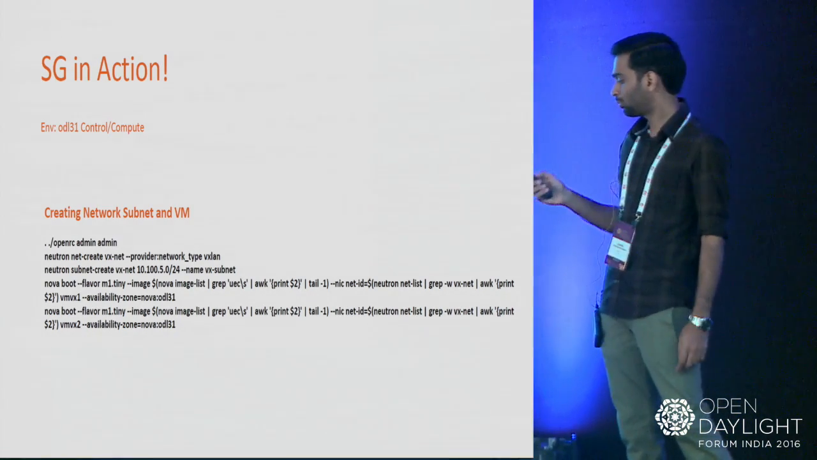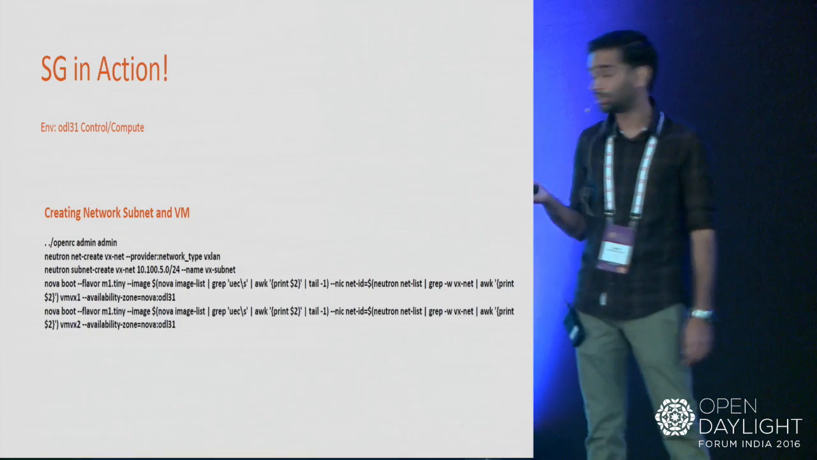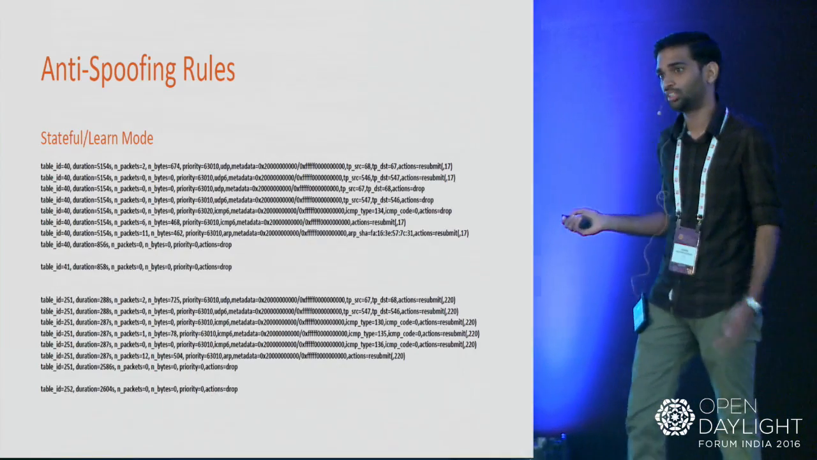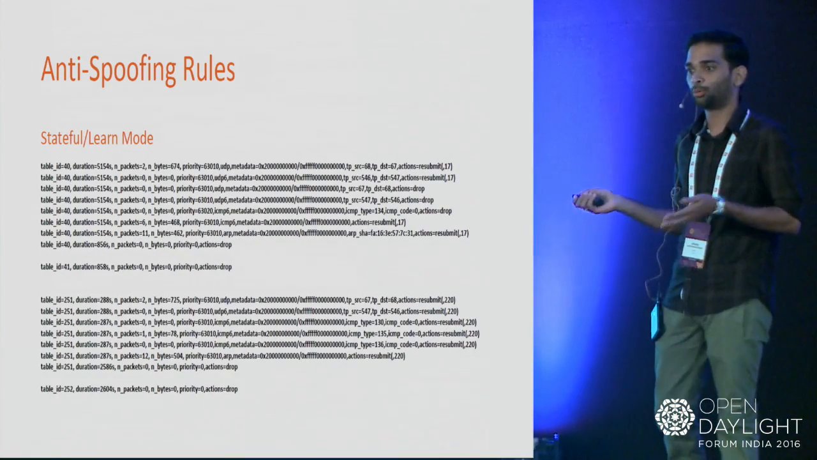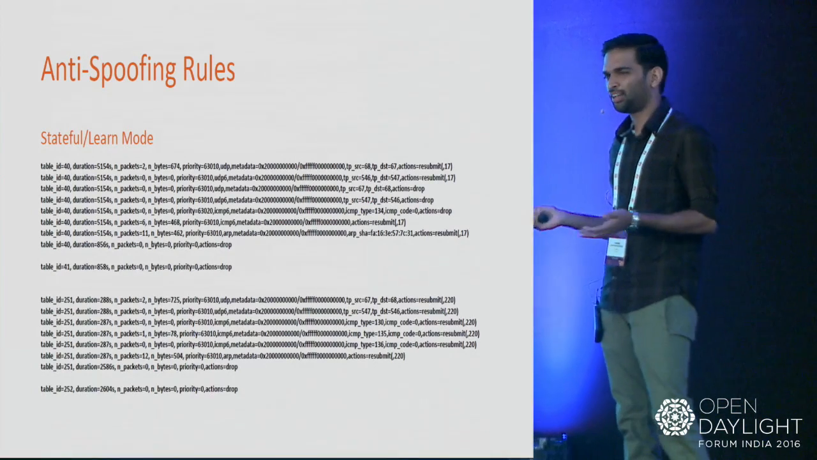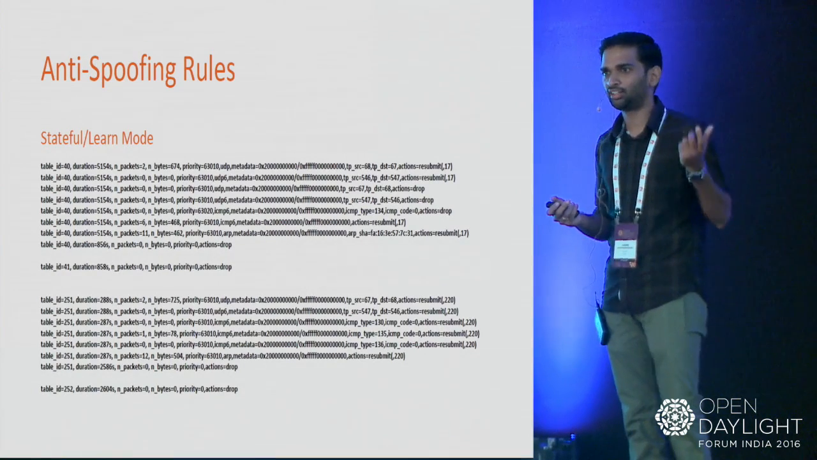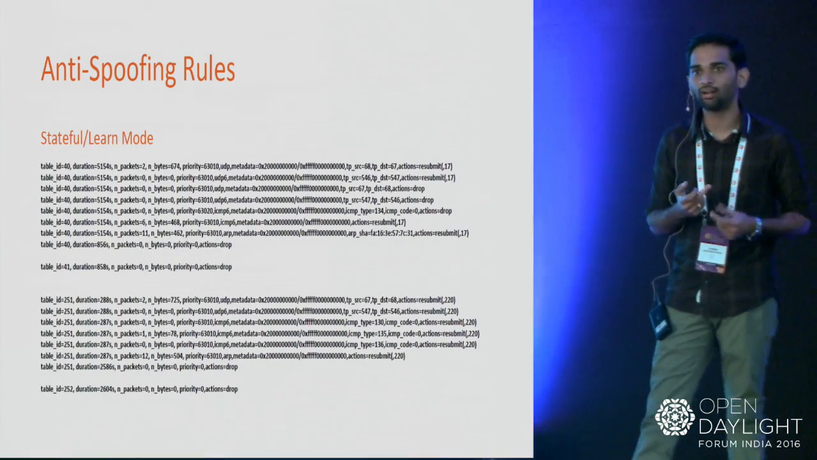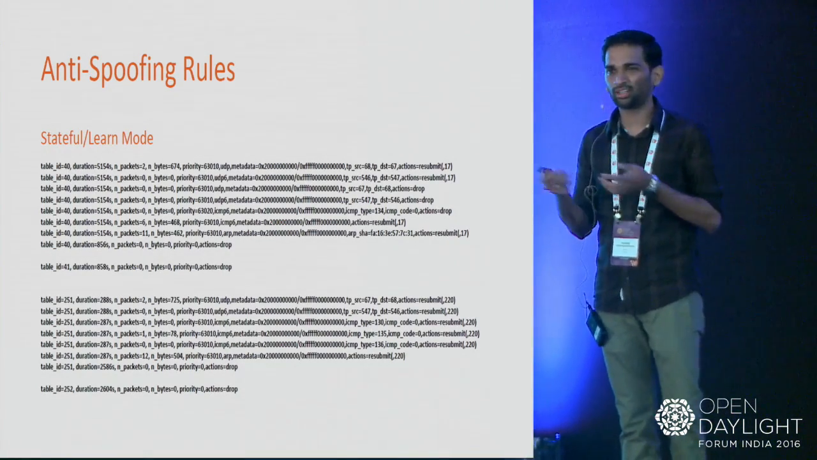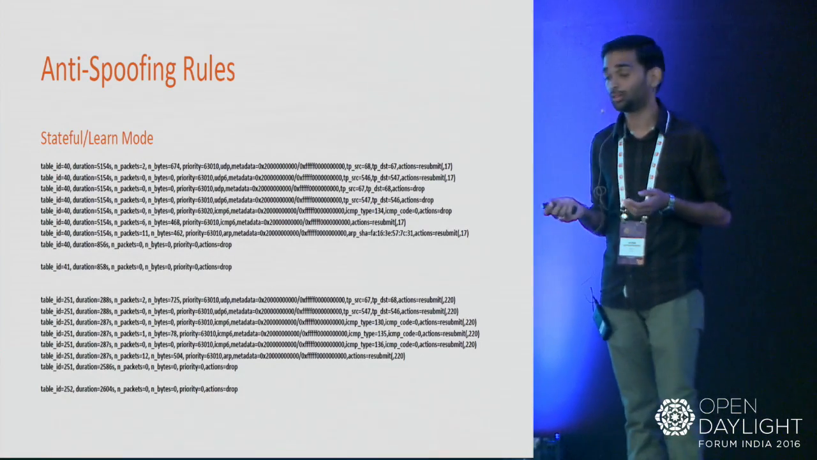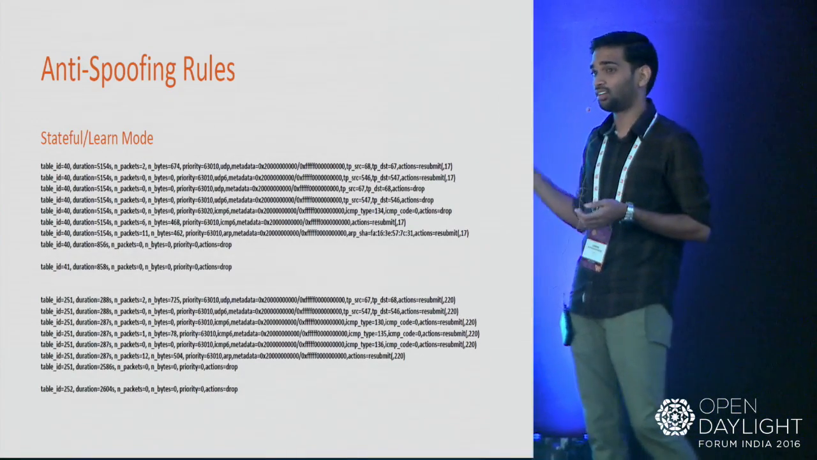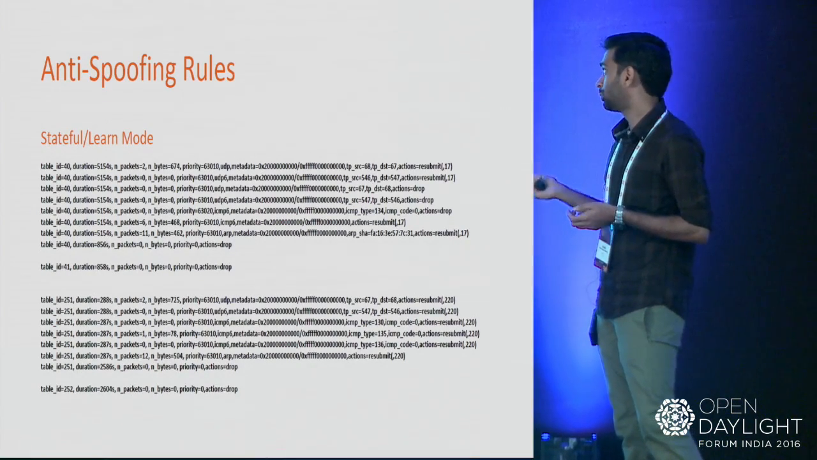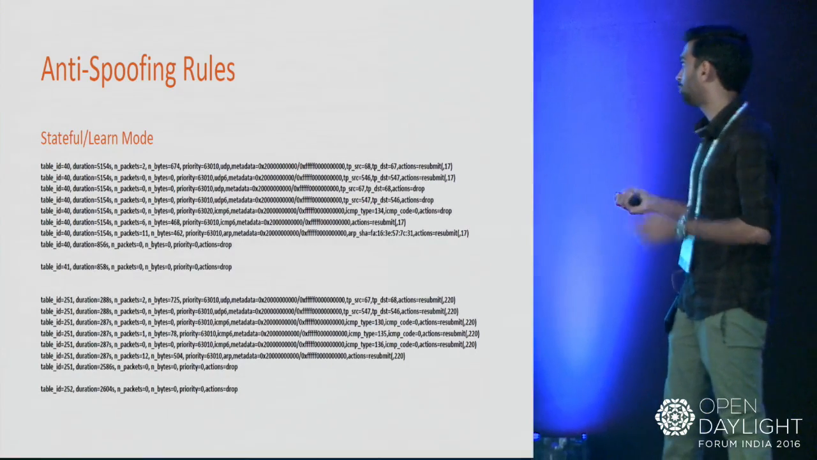These are the anti-spoofing rules I mentioned. These rules will get programmed whether or not you associate any security groups, as long as port security is enabled on that port. By default, if you have enabled neutron port security, all the VM ports will have security enabled, and all the router ports and DHCP ports will have it disabled. So these rules will not be programmed for router and DHCP ports. All the VM ports will have these rules programmed.